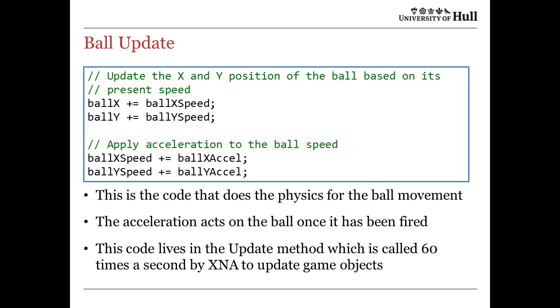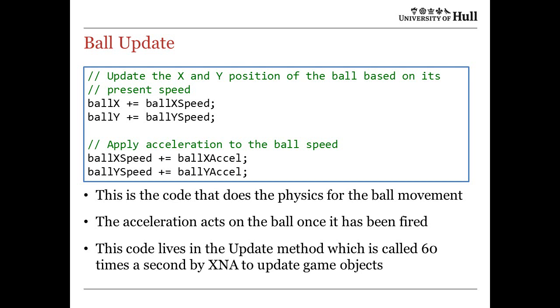This is the code that runs when we update the position of the ball. So the ball X and the ball Y are where it is on the screen, and all we do is we add the X speed and the Y speed to them, so the ball will now move across. If that's all we did, the ball would just travel in a straight line in one direction. Okay? We want the ball to go like that.